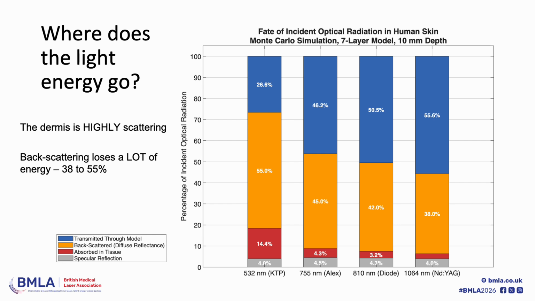I call this the Jaffa zone. Very little energy actually is absorbed in the tissue, as you can see here. Just over 14% of the 532 nanometer energy is absorbed in tissue somewhere, but for the Alexandrite, diode and YAG laser wavelengths it is all relatively small, first of all because of the low absorption in the dermis, and because of the highly scattering effectiveness of the dermis as well.